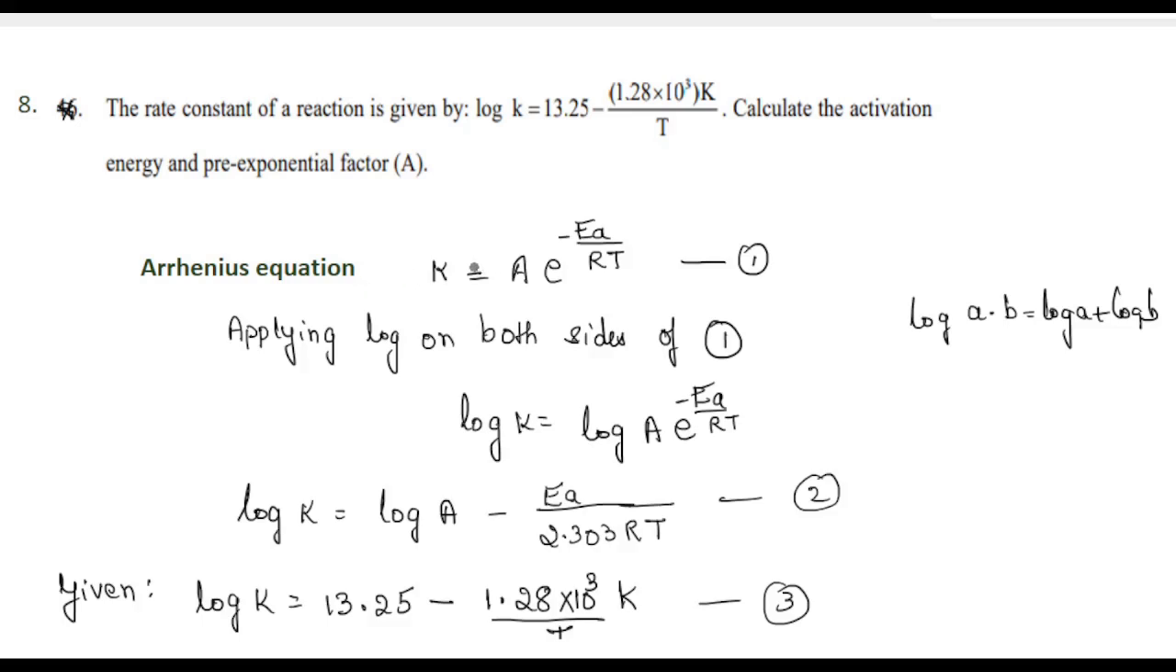We know the Arrhenius equation K equal to A into e to the power of minus EA by RT. Now if you apply the log on both sides, this equation will take the form log K equal to log A minus EA divided by 2.303 RT. So using this formula, we can compare this formula with the given equation.